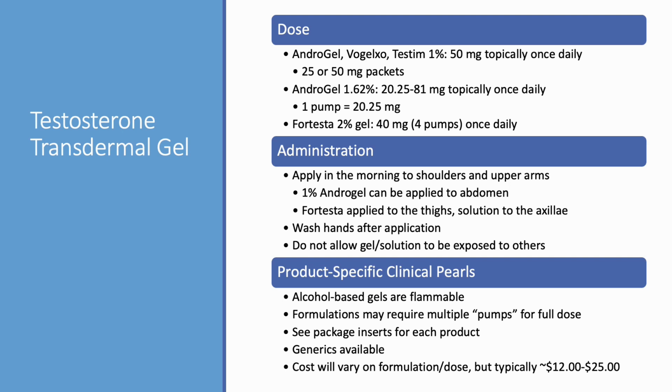And then it's always good to check the package insert for these products, or a site such as Lexicomp, to determine any specific things that may be associated with the product, as well as the recommended dosing. There are some generics available for the various testosterone products, which can sometimes help with cost, but overall the cost can still vary, but typically running less than $25 a month.